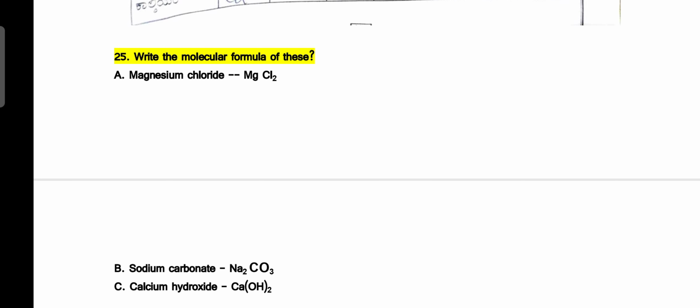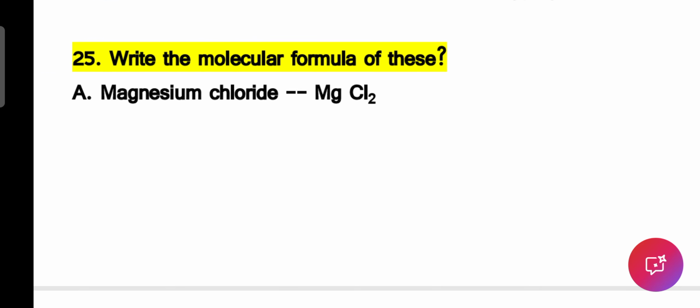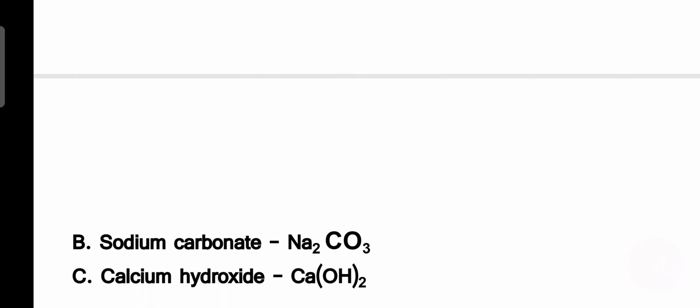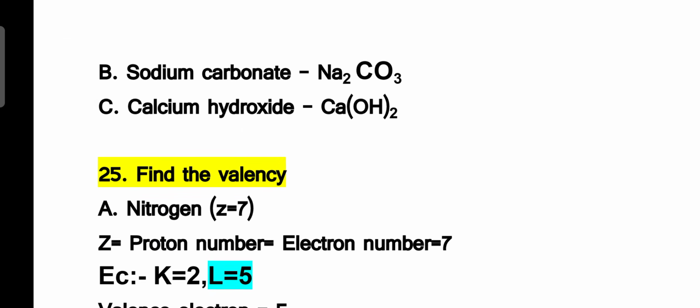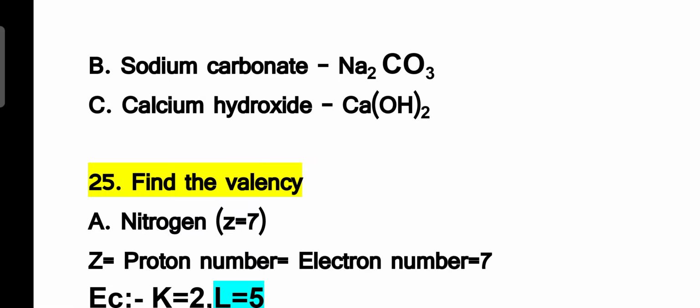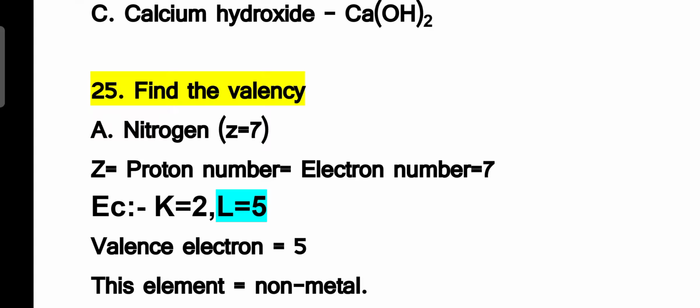Let us consider the next question, that is 25th question. Write the molecular formula of these. For example, 3 are given: magnesium chloride MgCl2, sodium carbonate Na2CO3, calcium hydroxide Ca(OH)2. These are asked. Find the valency.